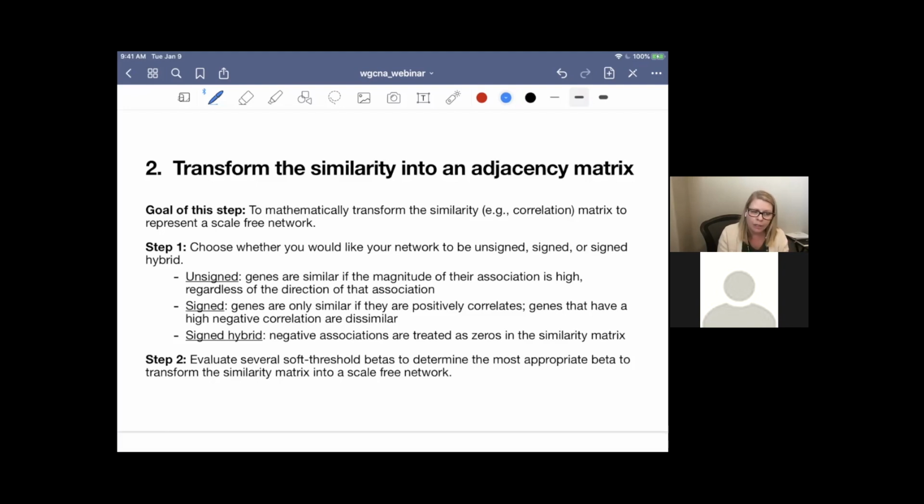So once we've made a choice out of those three, we need to transform our data. To do that, we need to decide on what's called a soft threshold beta. It's a parameter in this transformation that's unique to the data set, that we need to evaluate to see, for our particular data set, what value of beta we need to get it to resemble a scale-free network.